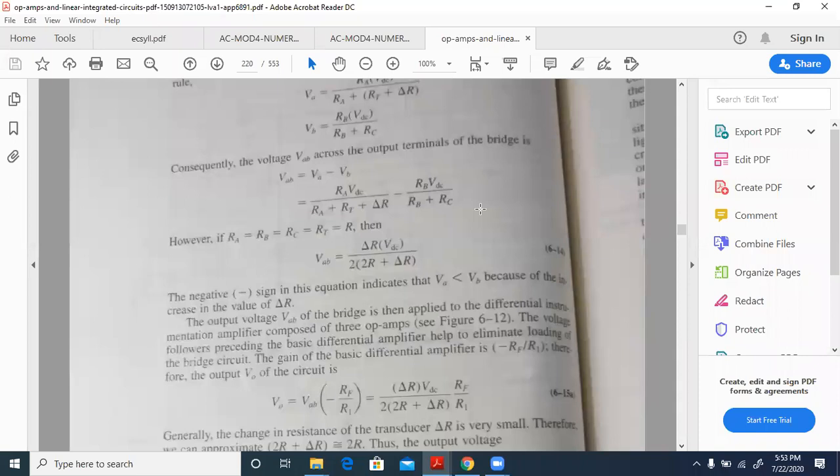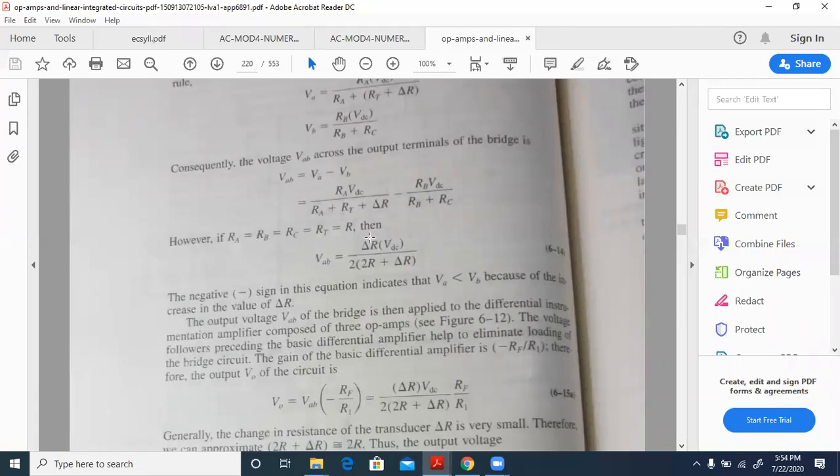So that will be 25 into 10 divided by 2 into 2 multiplied by 500. R is 500 plus again the value 25 over here. So this should be minus 25. Minus 25 into 10 divided by 2 into 2 multiplied by 500 plus 25. Okay. So del R is 25 for 0 degrees.